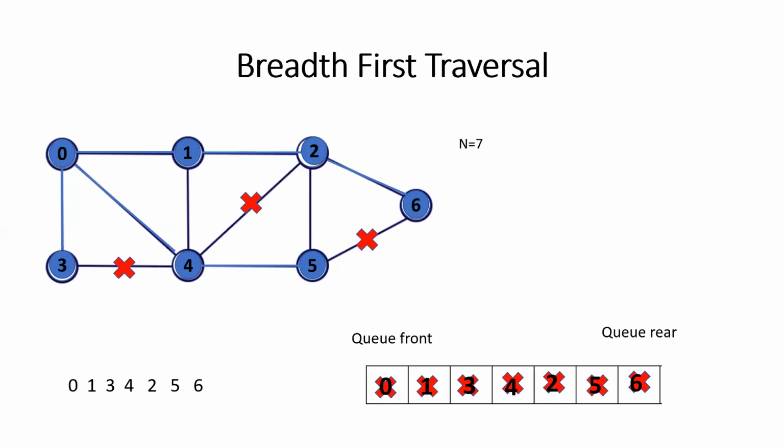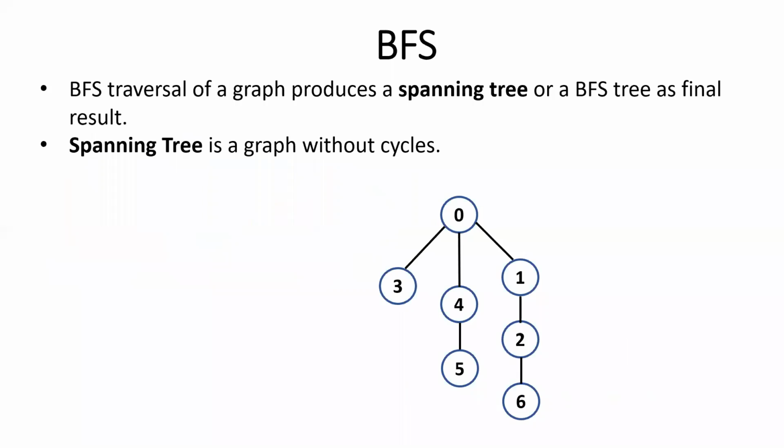This is used from 4. So after removing these unused or back edges, we will be drawing a spanning tree. So the output of a BFS will be a spanning tree. In DFS also we get a spanning tree. This is also known as a BFS tree. A spanning tree is a graph without any cycle.